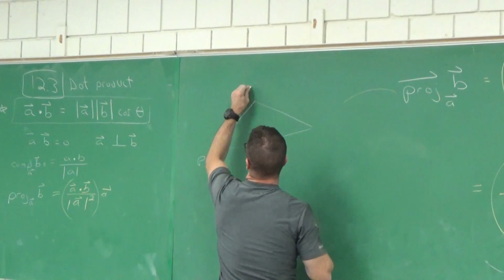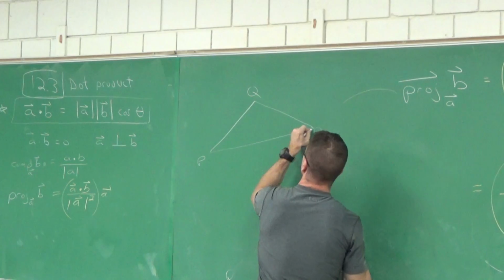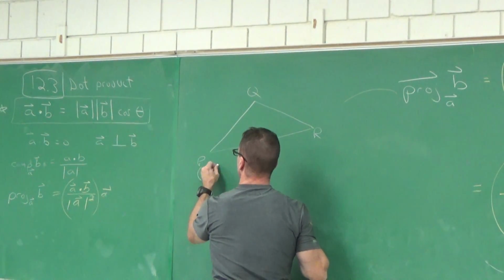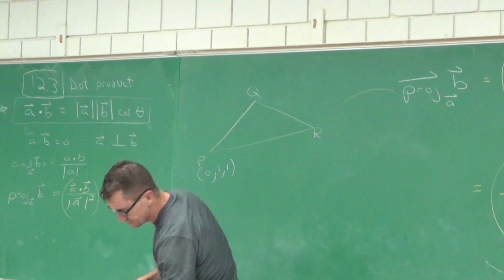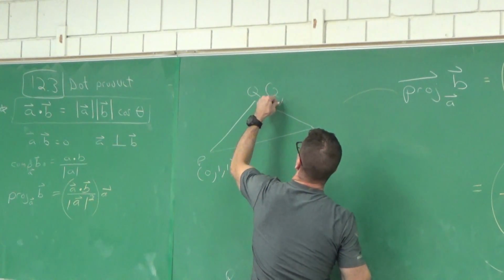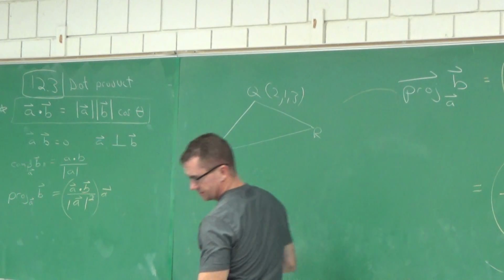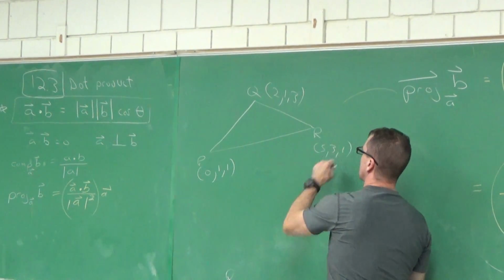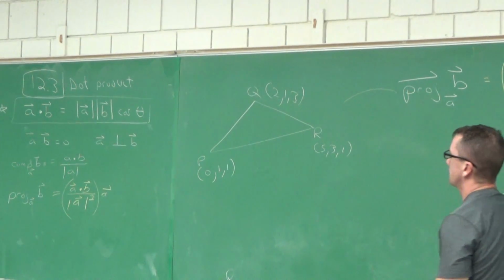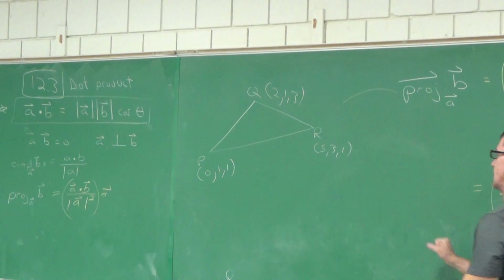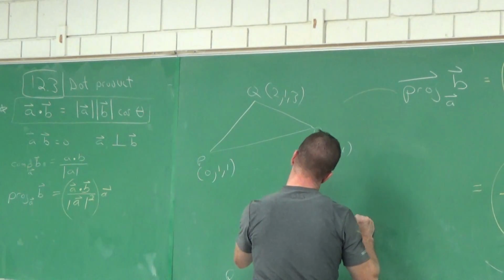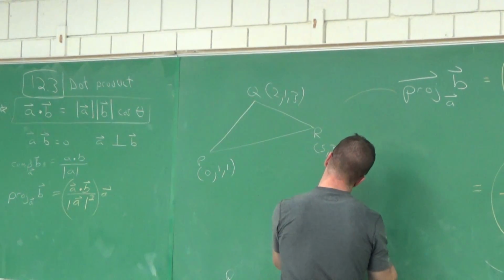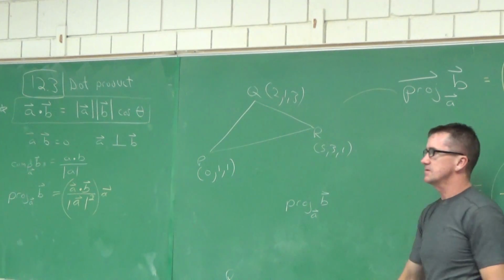Your P, your Q, your R. You're 0, 1, 1. You're 2, 1, 3. You're 5, 3, 1. Can you find this? Can you find that vector?